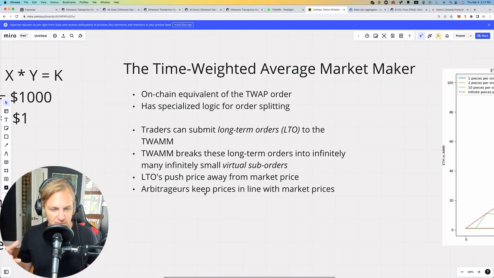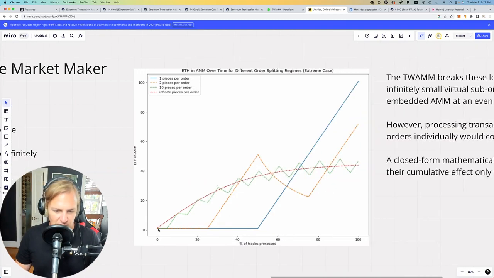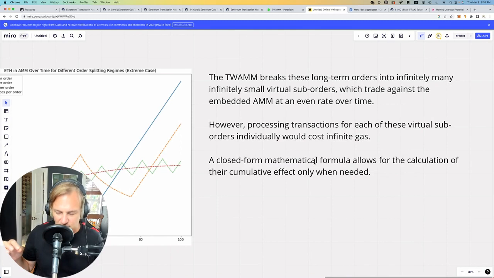So let's say you have Frax and you want to buy Frax share. It keeps pushing the virtual price up until somebody comes along and sells into you. You can see something like that here in the chart where it virtualizes the price. You have this nice smooth line over time, and arbitragers are trading smaller pieces on top of that so that you can get the best order execution possible. Again, the TWAMM breaks the orders into infinitely many, infinitely small virtual suborders, which are then traded against as time goes on.